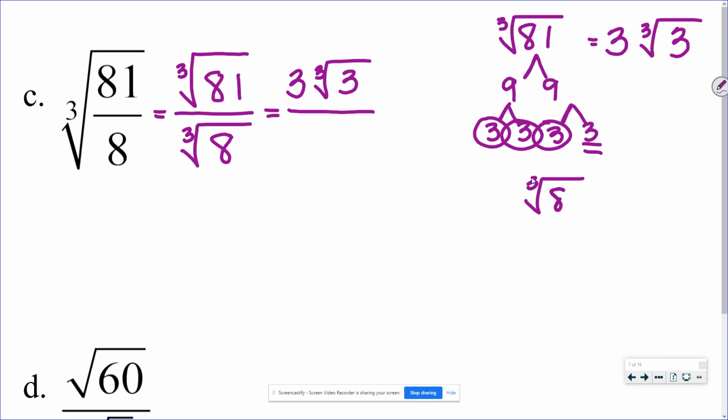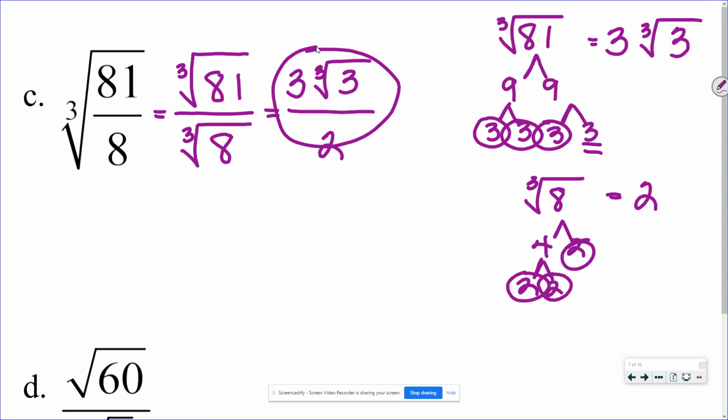And then the cube root of 8, I need 3 of the same thing. I actually have exactly 3 of the same thing. So my answer for that is just 2. And so this would be my final answer: 3 cube root of 3 all divided by 2.